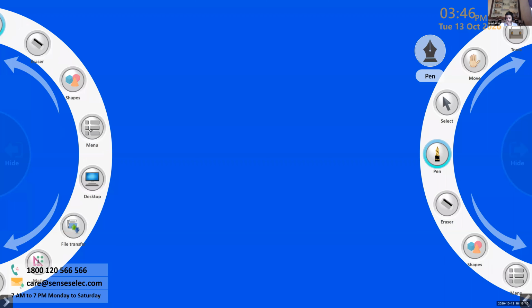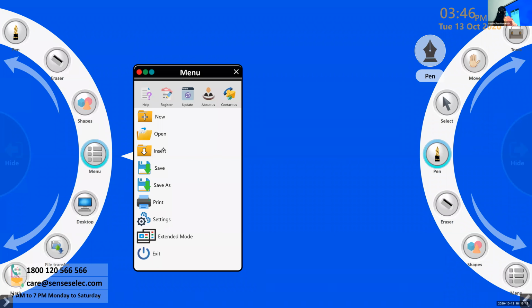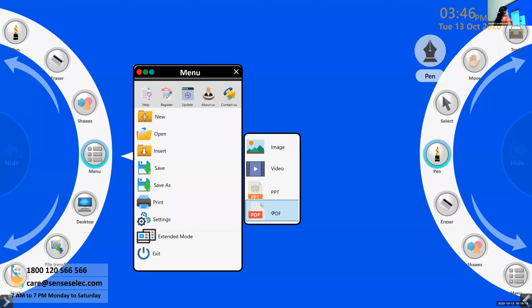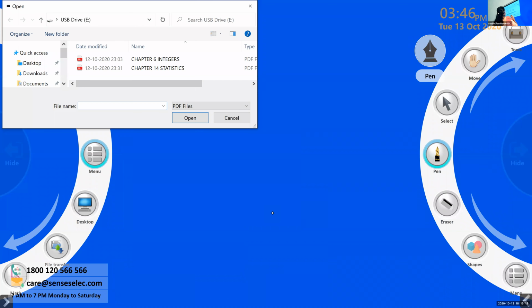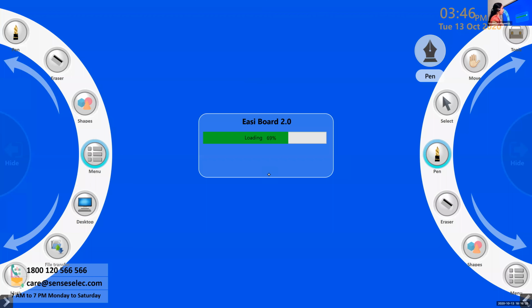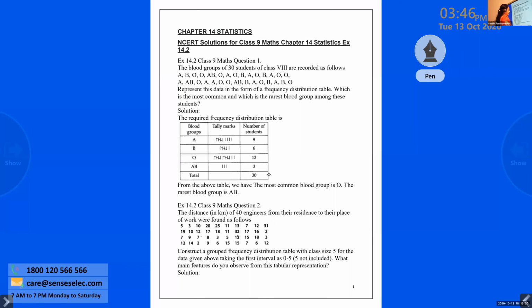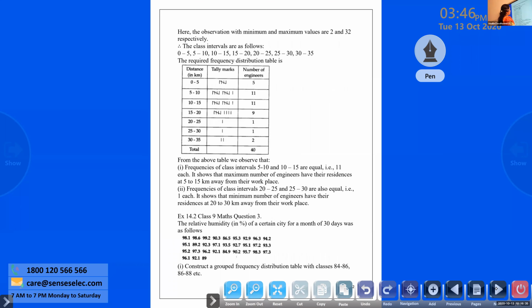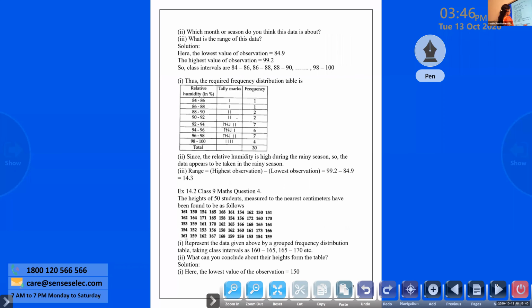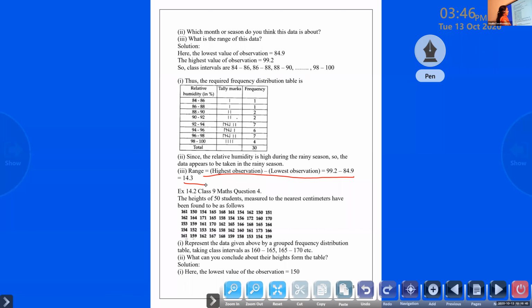The height of 50 students. Okay, children, when we were talking about the range of data. Okay, children. Range of a data. See, I'll show you the question. Range of a data. What do you mean by range of a data?